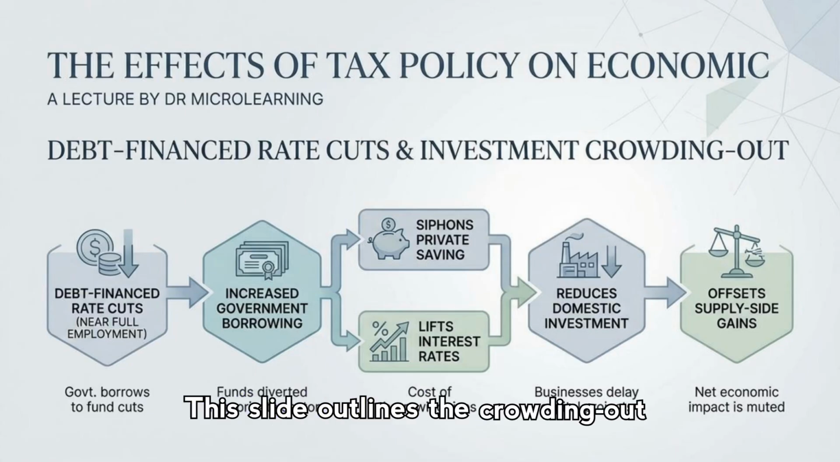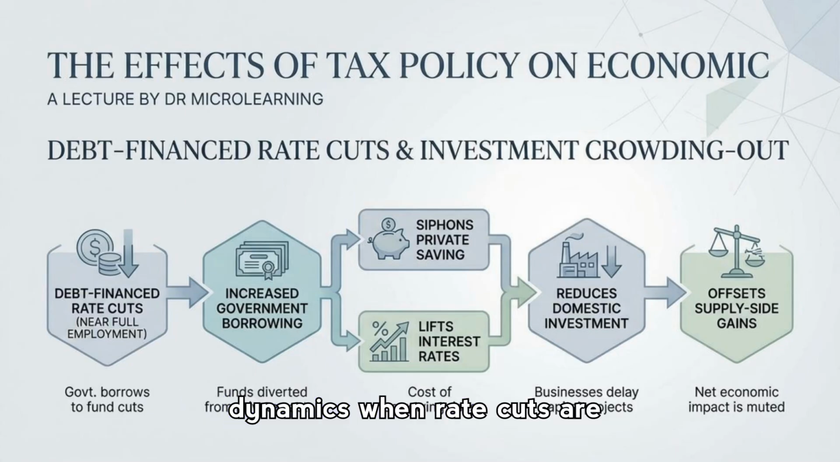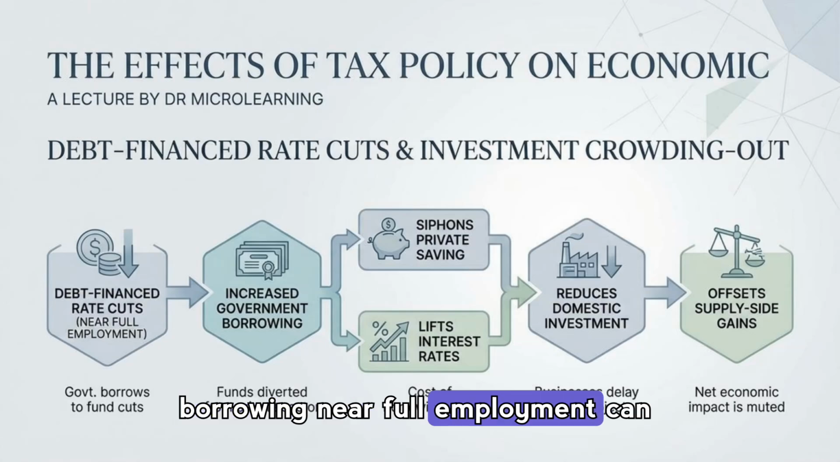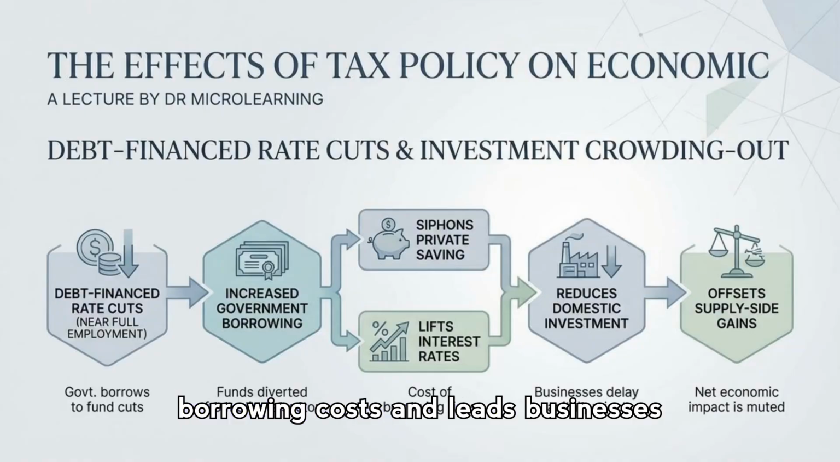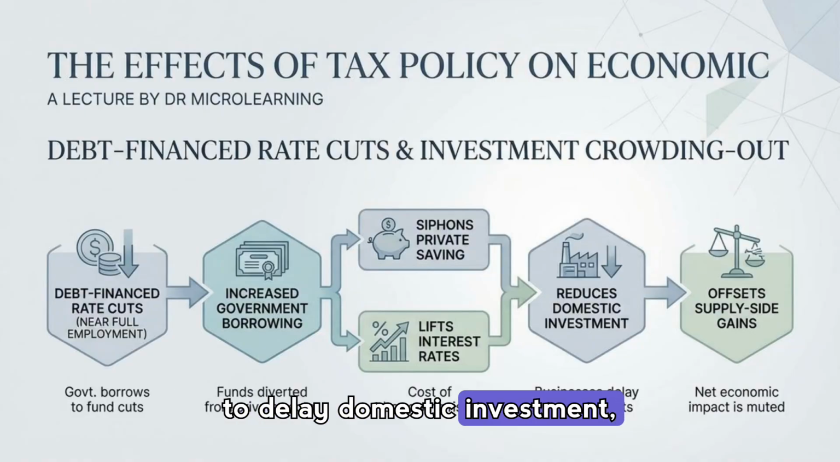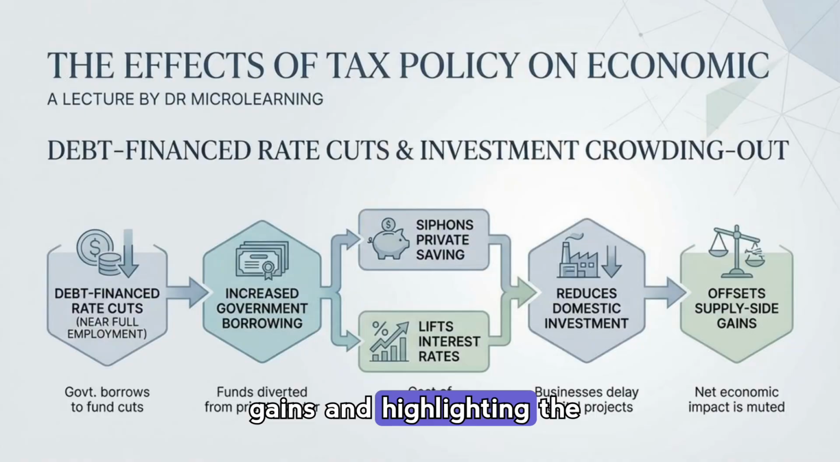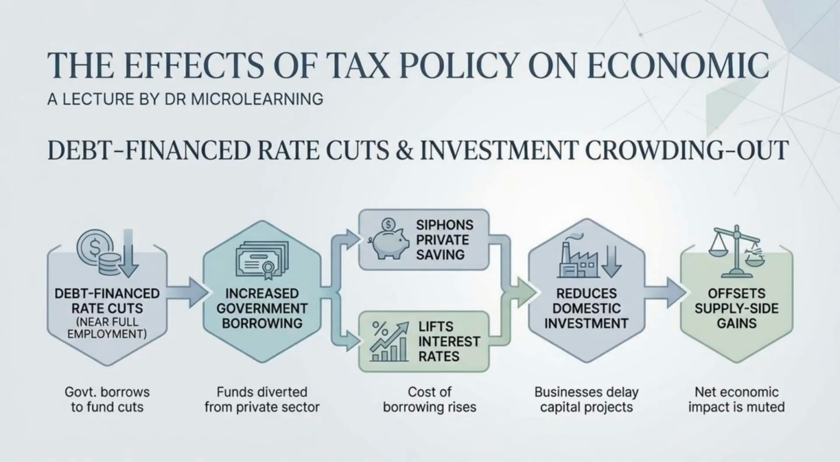This slide outlines the crowding out dynamics when rate cuts are financed by debt. Government borrowing near full employment can siphon private saving and lift interest rates, which raises borrowing costs and leads businesses to delay domestic investment, muting the intended supplier-side gains and highlighting the importance of funding strategy and tax reform.